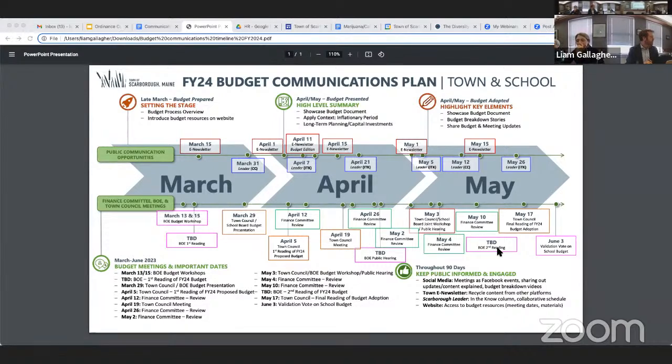What about the May 3rd meeting? Because that's a town council school board joint workshop and public hearing. It's already scheduled for May 3rd. Is that dedicated to something else, or just the budget?